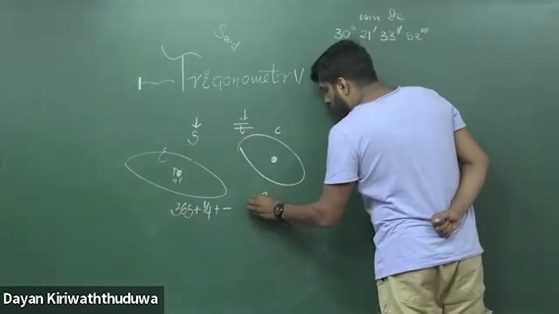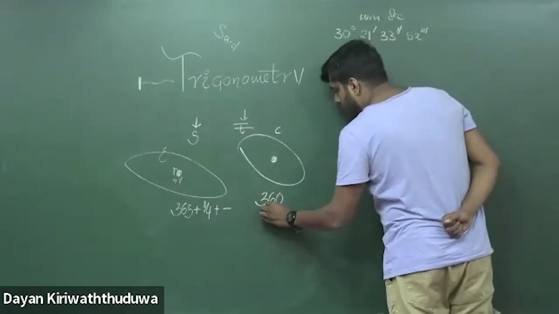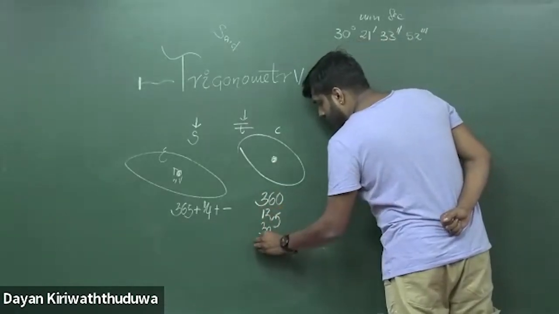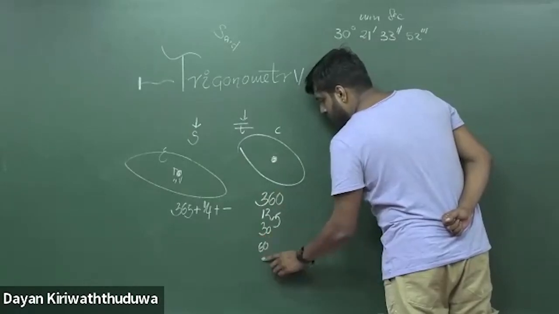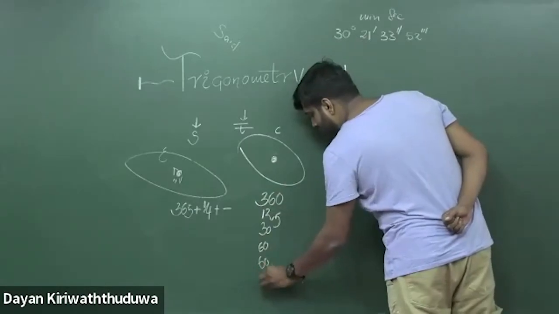And it comes down to 360 days. That is 12 Rashis, 30 days per Rashi. Every day is 60 hours, every hour is 60 minutes, every minute is 60 seconds.